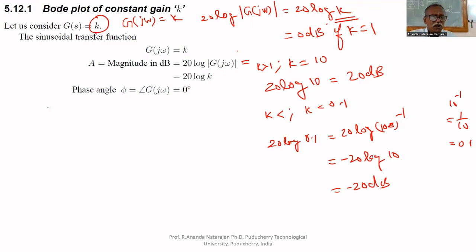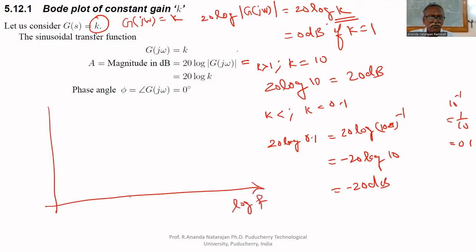What is the plot? Magnitude plot. The magnitude plot is against log f. In the logarithmic scale, you will put 0.1, 1, 10, 100, like that. Each division is 1 decade. That is called 1 decade, a fold of 10. If you multiply 0.1 by 10, you will get 1. If you multiply 1 by 10, you will get 10, like that.